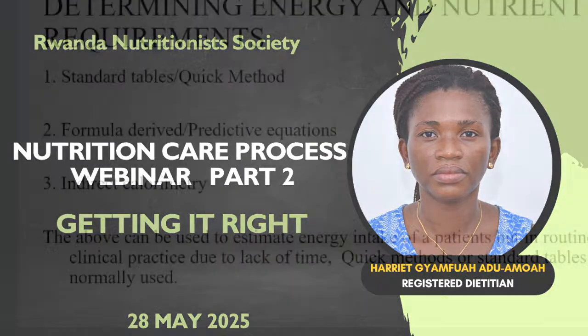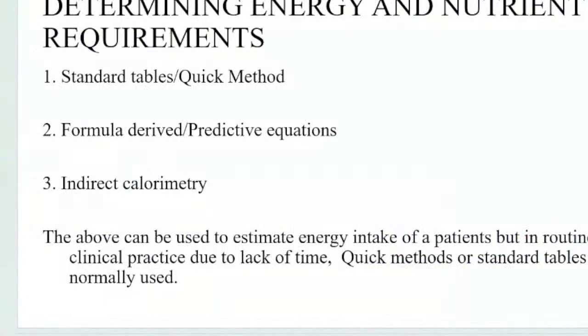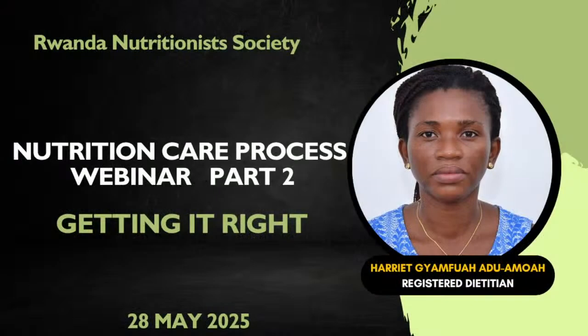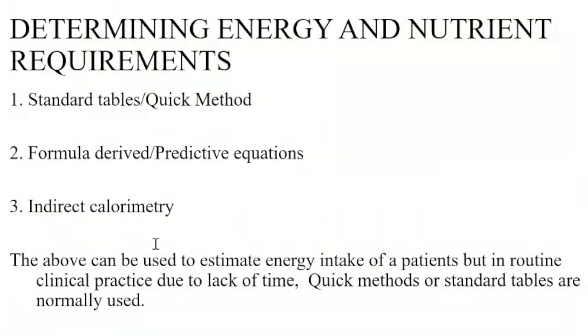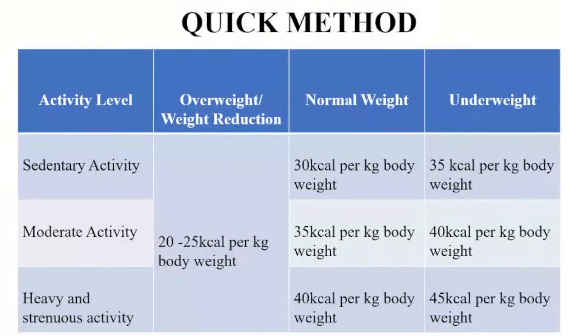So there are so many ways to determine the energy needs of a patient. The gold standard is the indirect calorimetry. That is the gold standard that we use as professionals, but the indirect calorimetry needs instrumentation and other things. So most of the time it is very unrealistic in our setting to do that. So we can use the quick method. The quick method considers whether the person is overweight or whether you want to do weight reduction, and it also considers the activity level of the person.